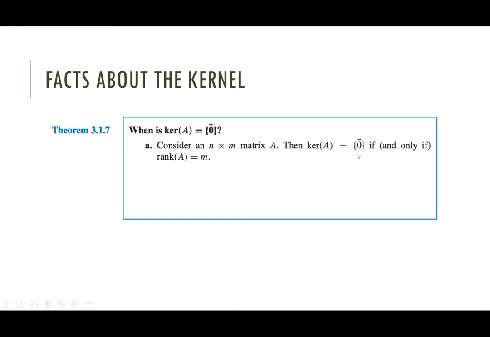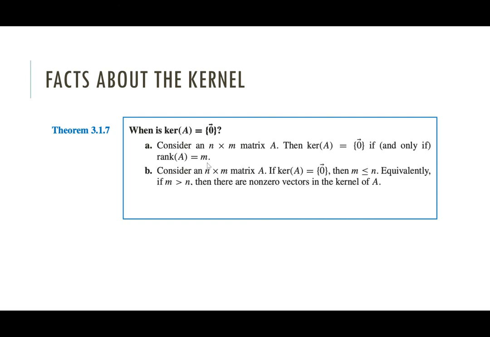Starting from if the kernel is 0, why does that mean that the rank has to be m? The idea here is that if the rank wasn't m, then the kernel couldn't have been 0, because if the rank's not m, then you've got a free variable. And if you've got a free variable, then you're going to have a parameter and a vector multiplied by that parameter, and the kernel is not going to be 0. Which I think is kind of what the next thing says.